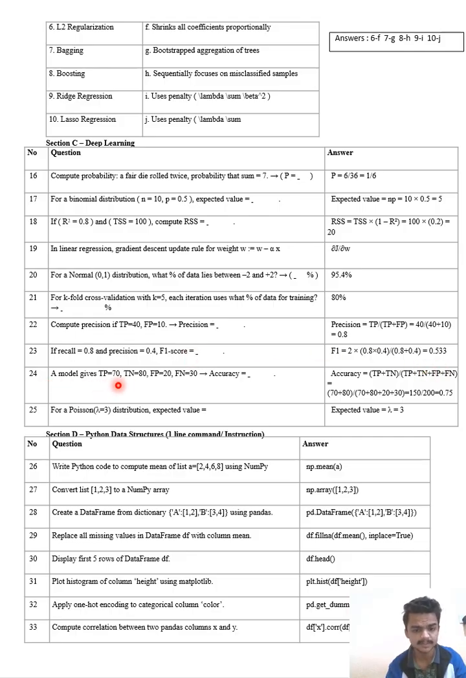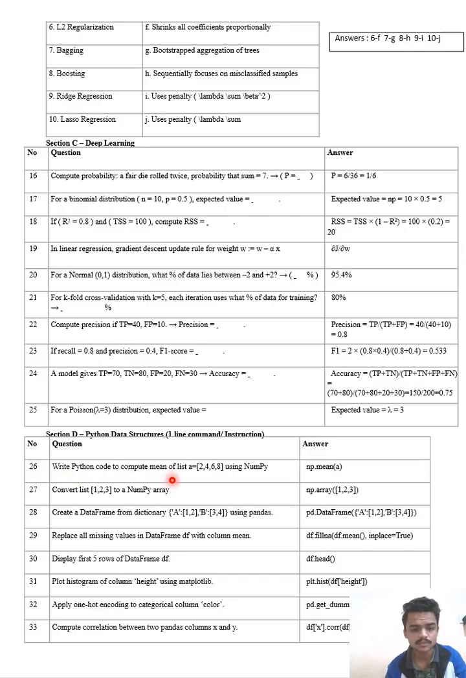A model gives TP equal to 70, TN is 80, FP is 20 and FN is 30. What will be the accuracy? After applying the formula, TP plus TN by TP plus TN plus FP plus FN, the answer will be 0.75. For a Poisson distribution where lambda is 3, the expected value is lambda, which is 3.